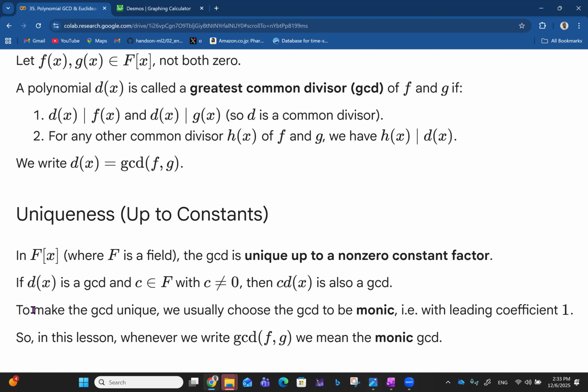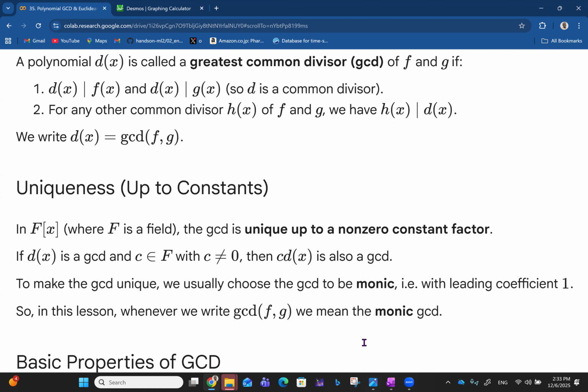So to make the GCD unique, we usually choose the GCD to be monic, that is with leading coefficient 1. So if you want a unique greatest common divisor for a polynomial, you have to make sure that it is monic, meaning that the leading coefficient is 1. So in this lesson, whenever we write GCD of f and g, we mean the monic GCD.